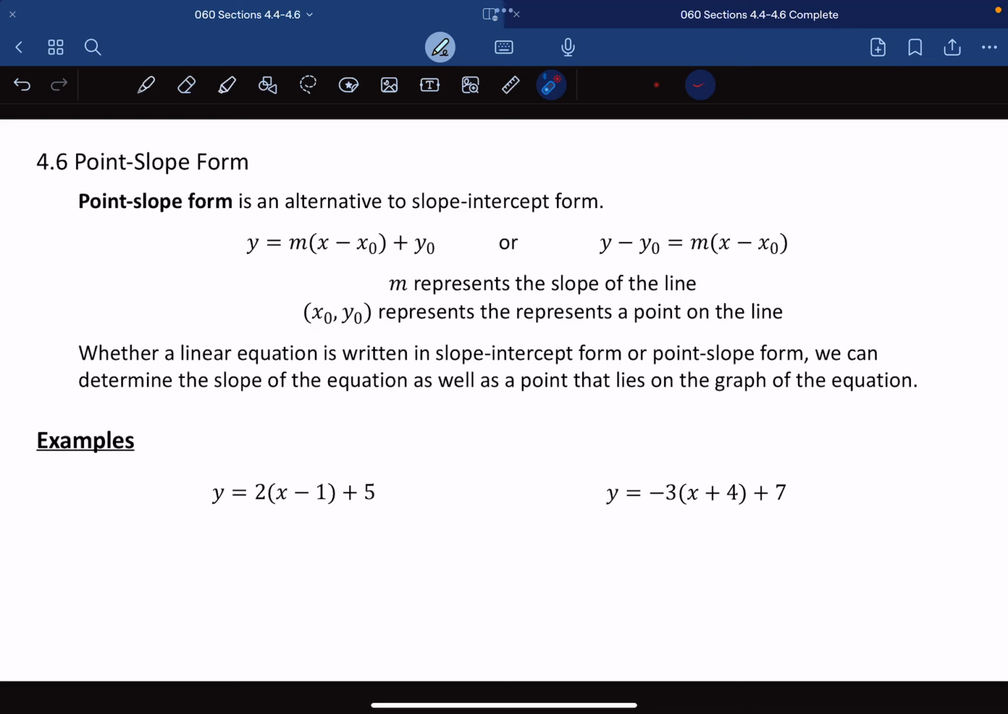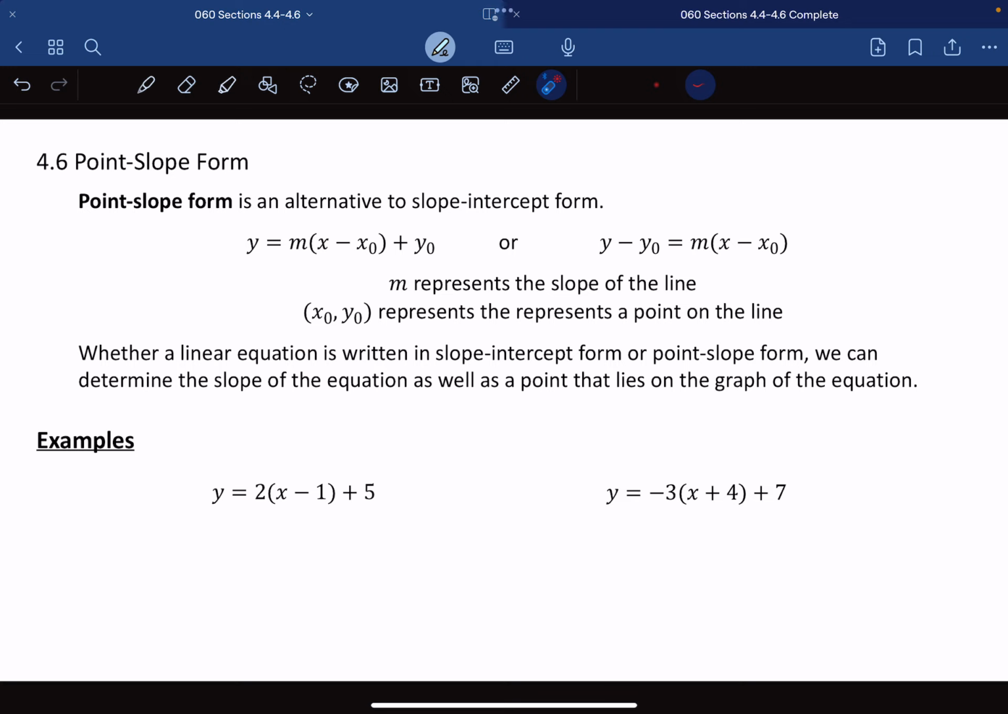Point-slope form is similar to slope-intercept form in the way that you can pull out your slope and your intercept when looking at slope-intercept form. You can pull out a point and a slope when looking at point-slope form. M is once again representing the slope of your line in point-slope form. And for point-slope form, you can pull out your point with your x and your y.